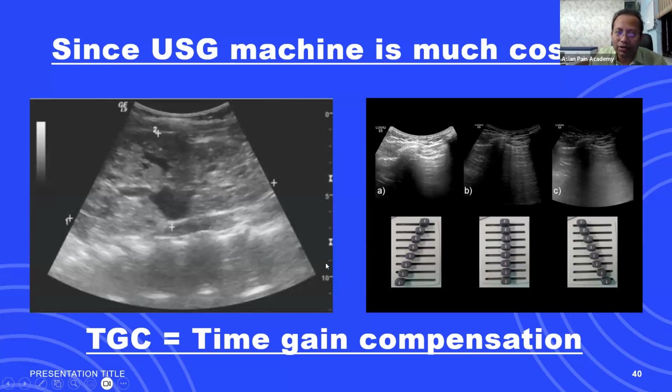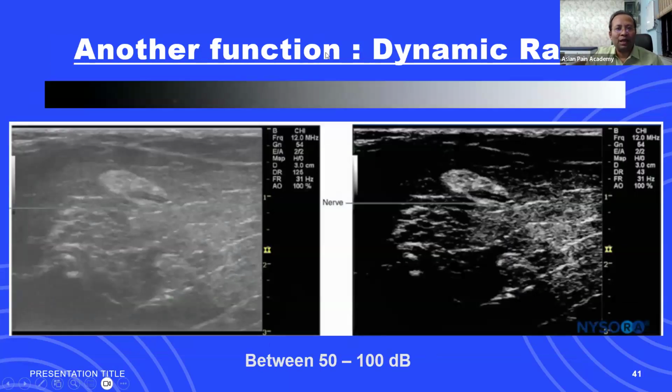So what is the clinical use? I will make bright the area which is of my interest, which I want to see more clearly. So I will adjust the brightness of that area. That is the TGC, time gain compensation.